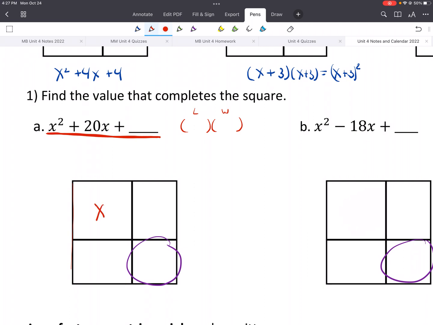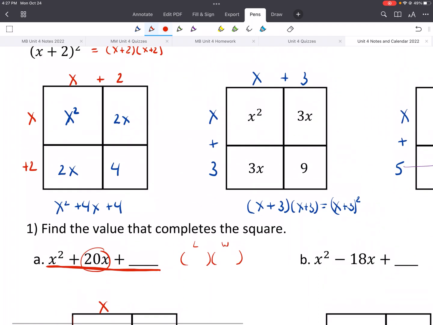So this would have to be x squared, right? And its length and width would have to be x times x. So that's a perfect square. Now we want to look at this 20x. We need this to stay a square, so the length and width have to be the same.